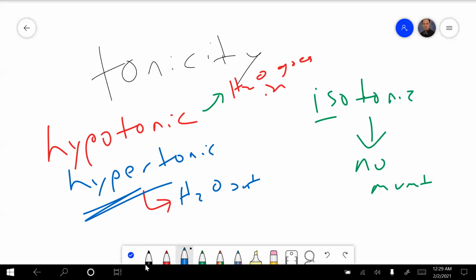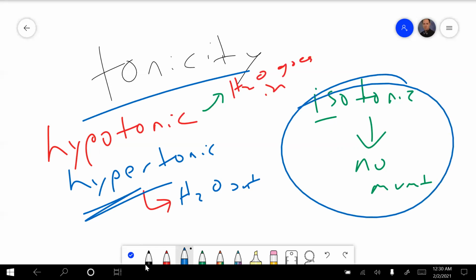Water follows stuff around. This is the big rule. This is the rule of osmosis and tonicity. Water always moves to where there's more concentration of solute. So know what cells do in these different solutions. When you hang an IV bag on a patient, it's not water, it's saline. That saline is isotonic to the plasma so that you don't get net movement of water in or out of the bloodstream.